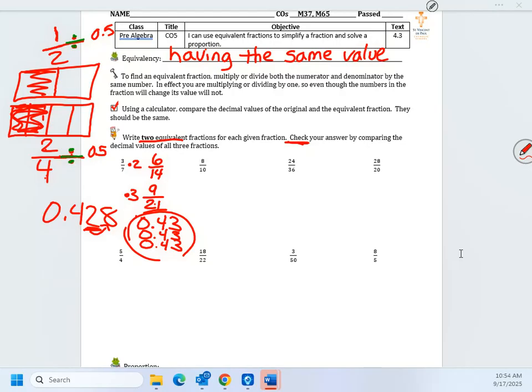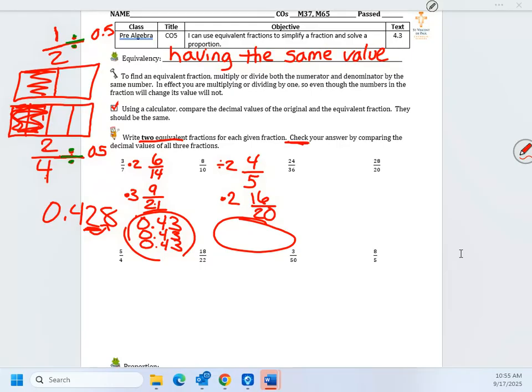Sometimes we're multiplying up, sometimes we could divide. If I look at 8/10, I could divide by 2. 8 divided by 2 is 4, 10 divided by 2 is 5. Can't divide anymore, so maybe I'm gonna multiply by 2. 8 times 2 is 16, 20 times 2 is 20. I'm not done. I found 2 equivalent fractions, but now I need to list all their decimals to make sure that they are the same.